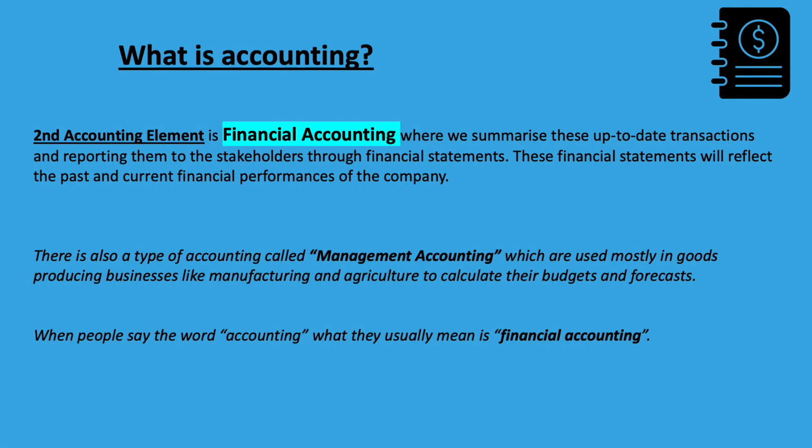The second accounting element is called financial accounting, where we summarize these up-to-date transactions and report them to the stakeholders through financial statements. These financial statements will reflect the past and the current financial performances of the company. Audit of the financial statements is required for all companies.